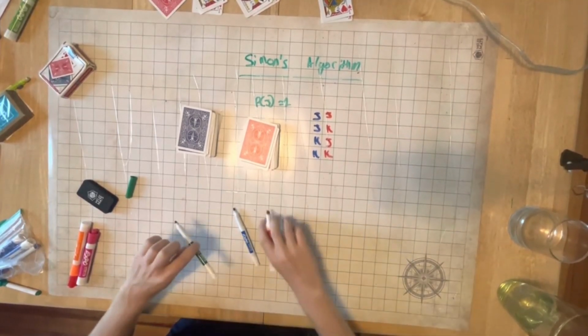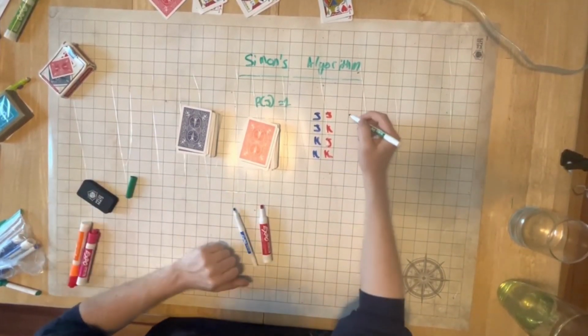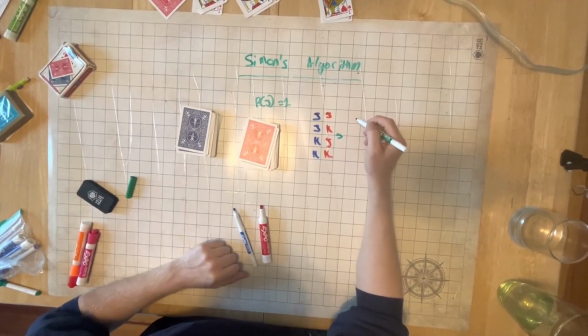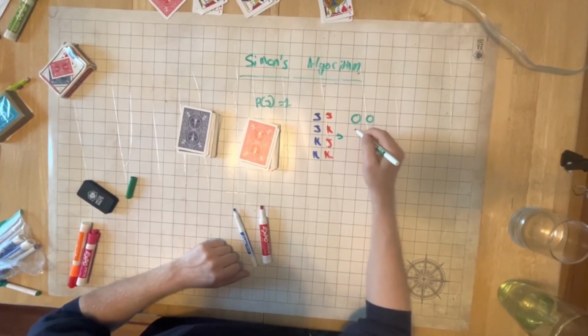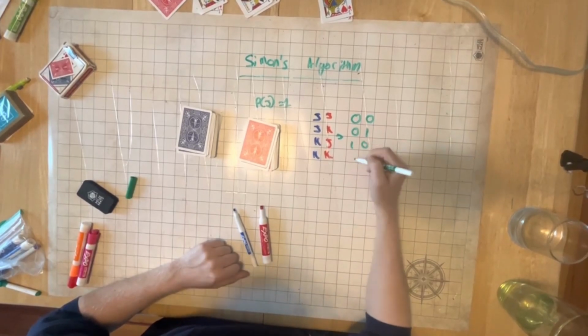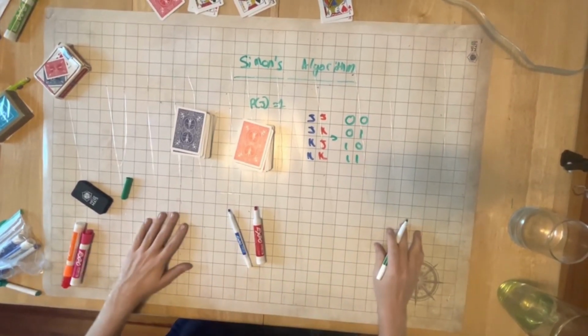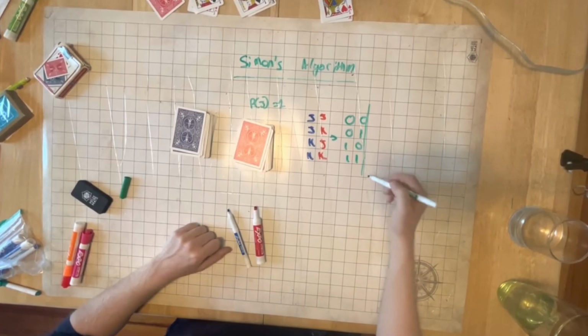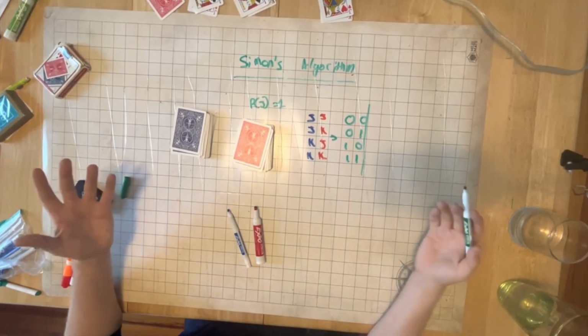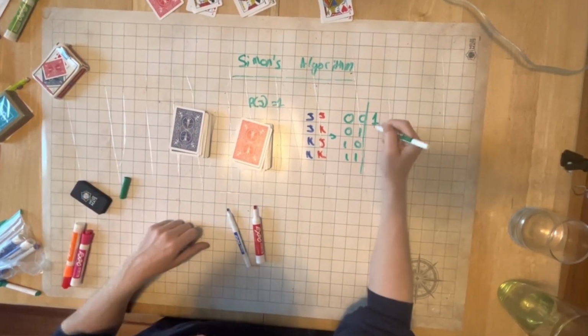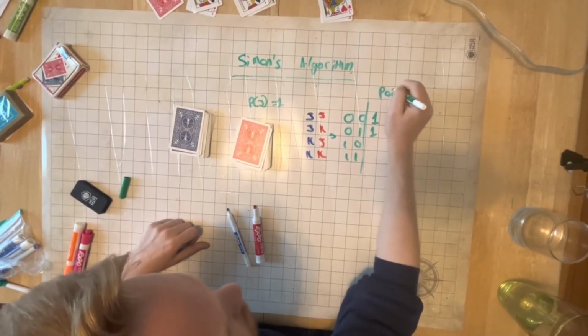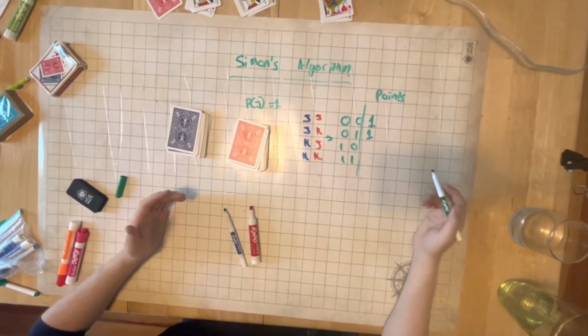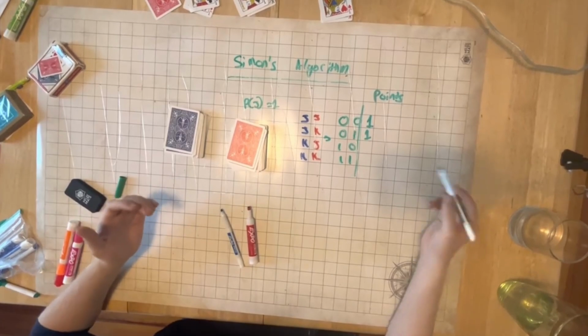Okay, and instead of thinking about jacks and kings, let's just abstract this for a second and say jacks are zeros and kings are ones. So 0, 0, 0, 1, 1, 0, 1, 1. Okay, nice and easy. And like we said earlier, a blue jack gave you a point. So these are going to be our points.